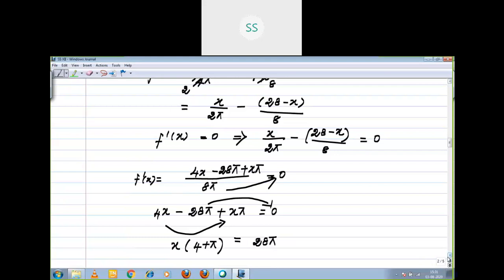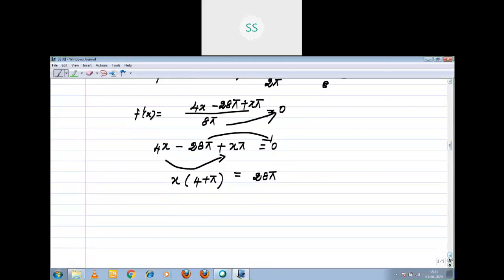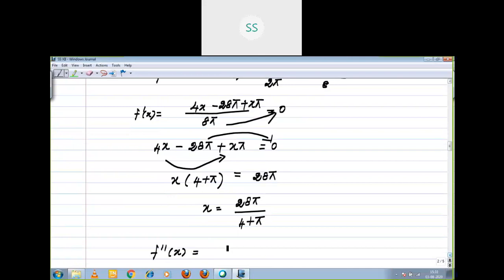Now what is x? x is equal to 28 pi divided by 4 plus pi. Then you want to do the second order derivative. That you know very well, right? What is the second order derivative? f double dash of x equal to what?